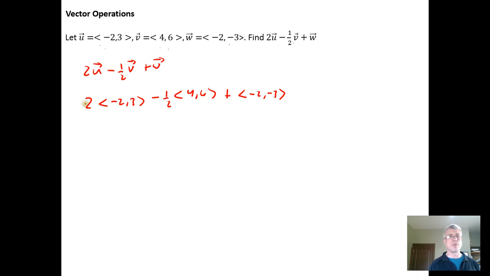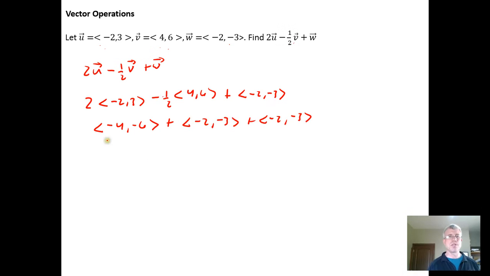And then we can distribute the scalar using property 2. Just distribute the scalars into the vectors. So we wind up with vector negative 4, negative 6. And then we get plus the vector negative 1/2 times 4 is going to be negative 2, and negative 1/2 times 6 is going to be negative 3, plus our vector negative 2, negative 3.